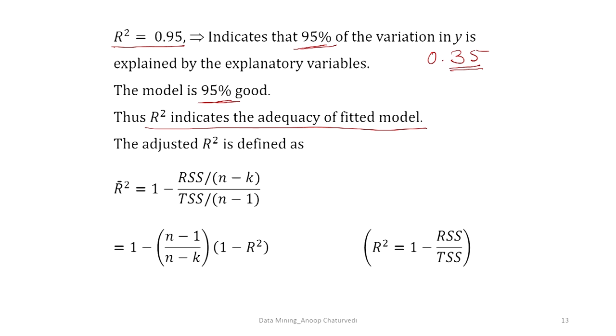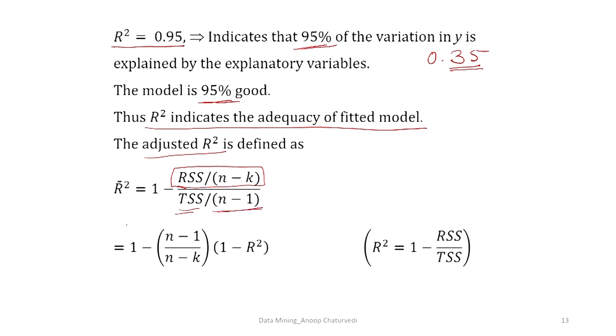Now, there is a problem with R square. Whenever we add a variable, R square always increases. So, another measure of goodness of fit of the model is proposed, which is adjusted R square. And in adjusted R square, in the numerator, instead of taking the residual sum of squares, we take mean residual sum of squares. We divide it by the corresponding degrees of freedom. Similarly, in the denominator also, we divide the total sum of squares by the corresponding degrees of freedom.